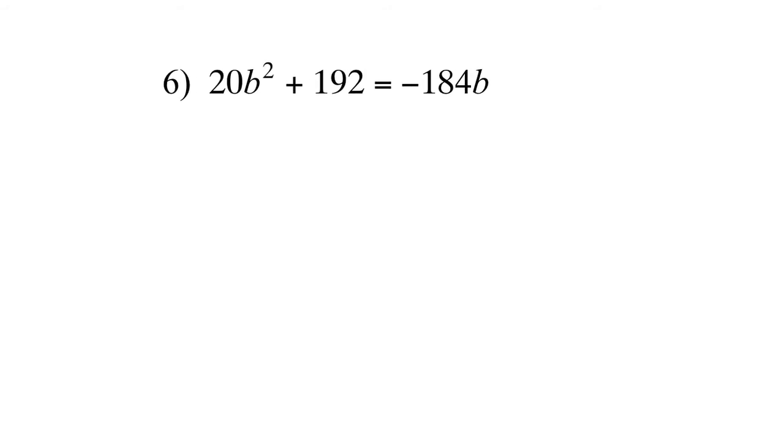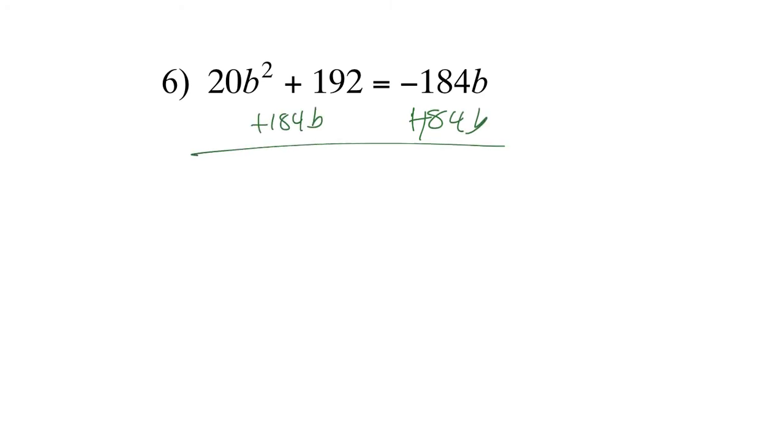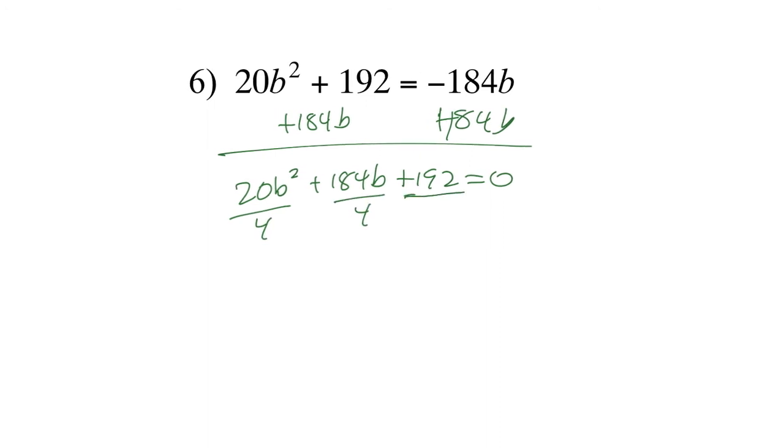Okay. So 6, again, I'm going to start by moving the 80, plus 184b on both sides. So I got 20b squared plus 184b plus 192 equals 0. There's a common factor here. My common factor in this case is 4, so I can divide everything by 4. So I got 5b squared plus 46b plus 48 equals 0.